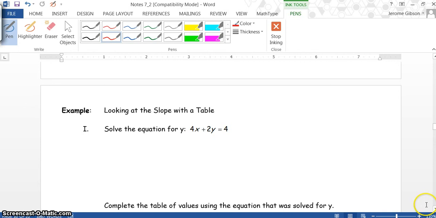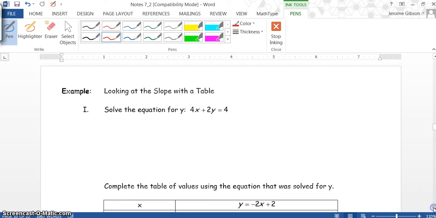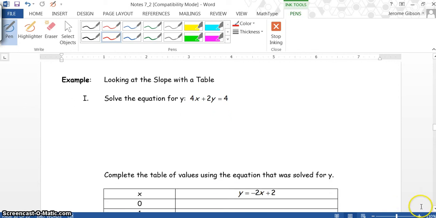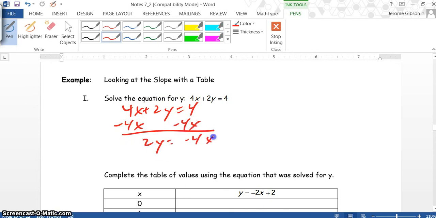Now, looking at the slope with a table, solve the equation for y. We have 4x plus 2y equals 4. So we want to get y by itself. So we'll subtract 4x on both sides. We have 2y is equal to negative 4x plus 4. You divide each individual term by 2. And y is equal to negative 2x plus 2.